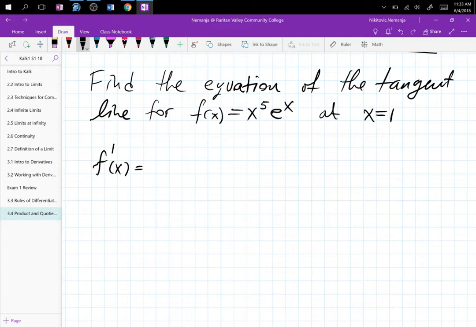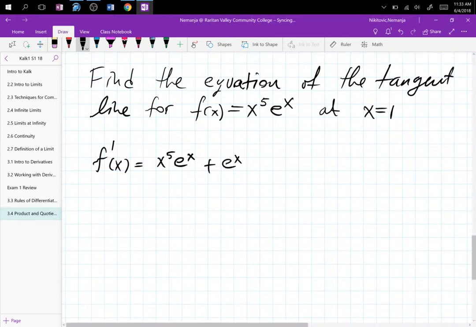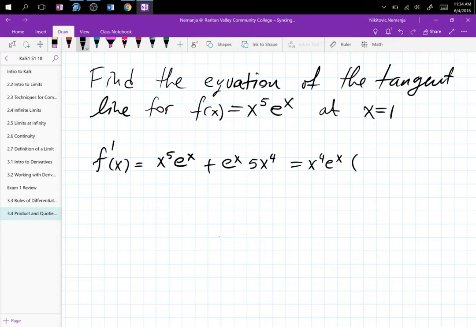So the derivative is: copy the first, derivative of the second is the same, e to the x, plus copy the second, which is e to the x, and the derivative of the first is 5x to the fourth. So that's the derivative. Now, we can simplify this derivative to x to the fourth, e to the x, and then in parentheses I have x plus 5.